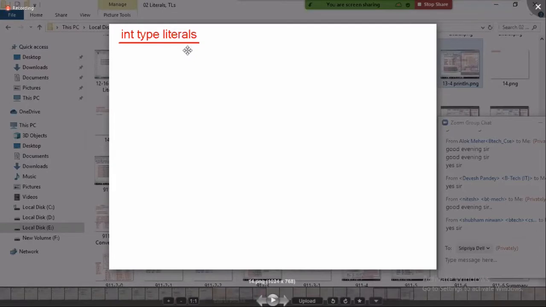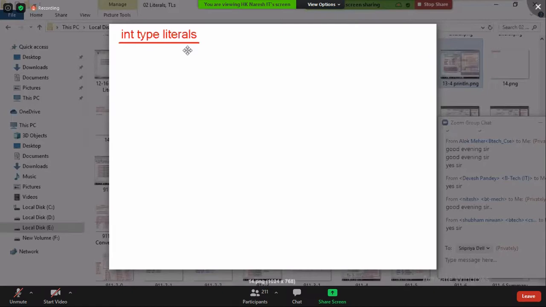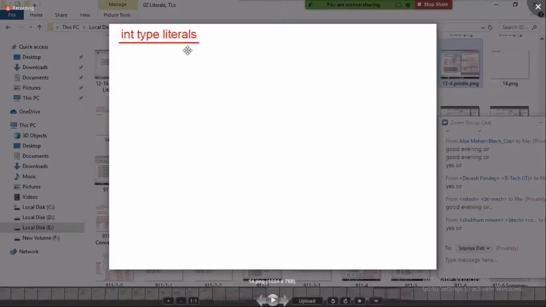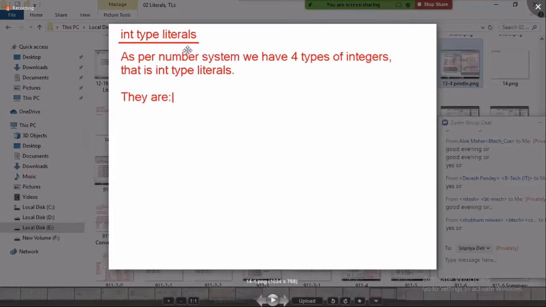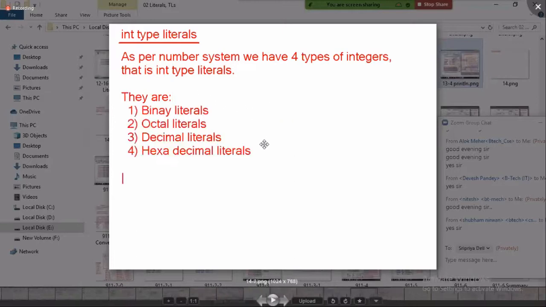According to the number system, Java integers are divided into 4 types. What are the 4 types? Decimal, octal, hexadecimal, binary. Or in another way, binary, octal, decimal, hexadecimal. As per the number system, we have 4 types of integers: binary literals, octal literals, decimal literals, hexadecimal literals.